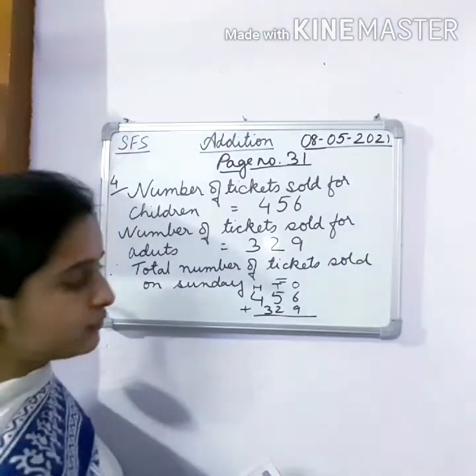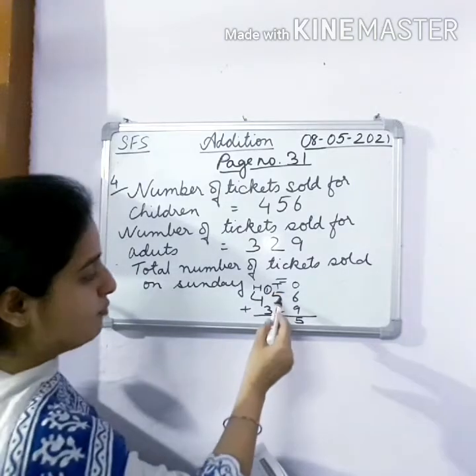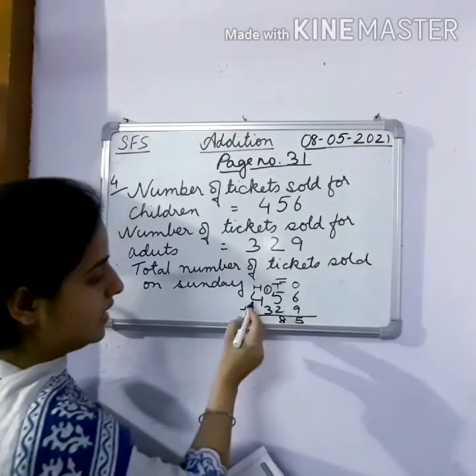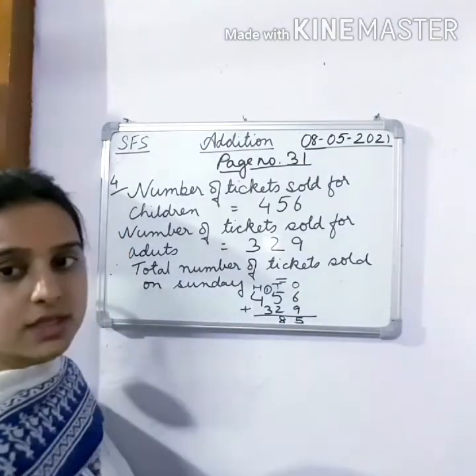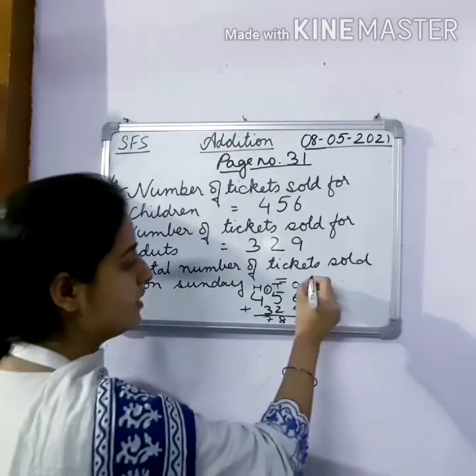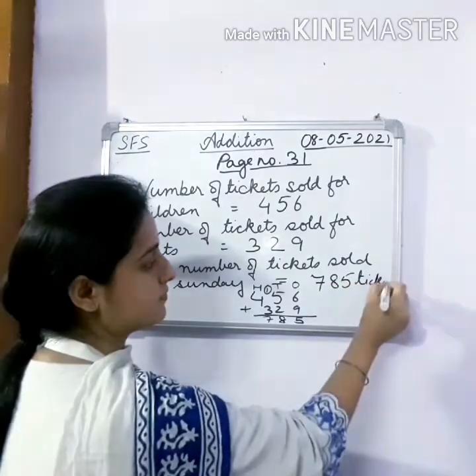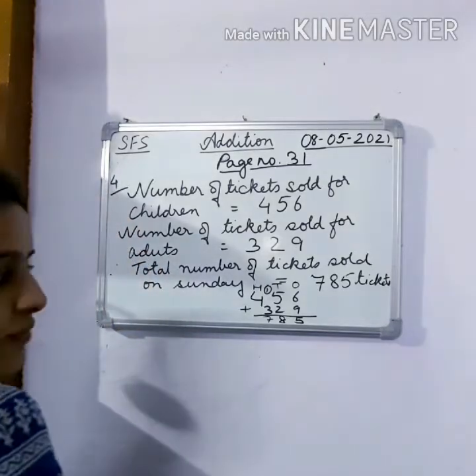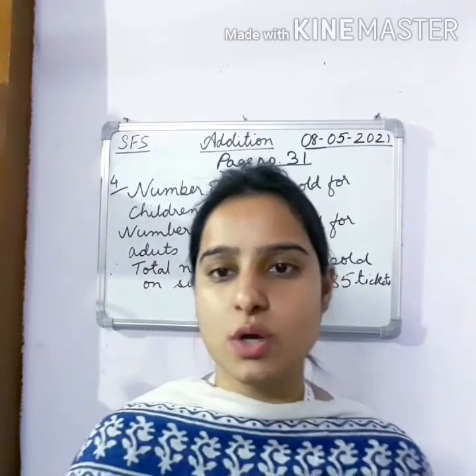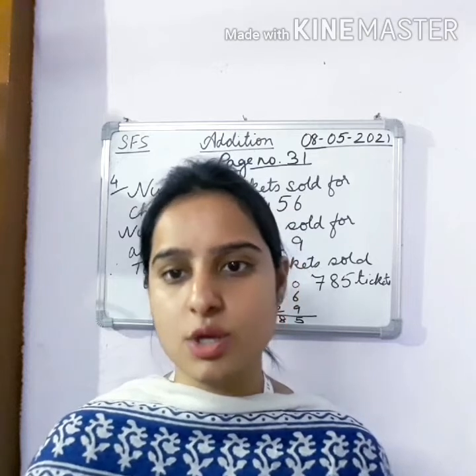9 plus 6 is 15. So here it comes 5. 1 carry over. 5 plus 1 is 6. 6 plus 2 is 8. And then hundreds place. 3 plus 4 plus 3 is 7. So how many tickets were sold altogether? 785 tickets. Okay. So the rest of the questions you will be able to solve yourself. Try, and we will discuss these questions in our next class also.